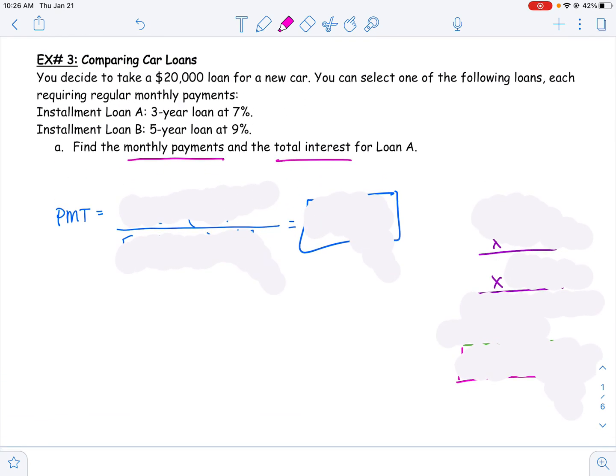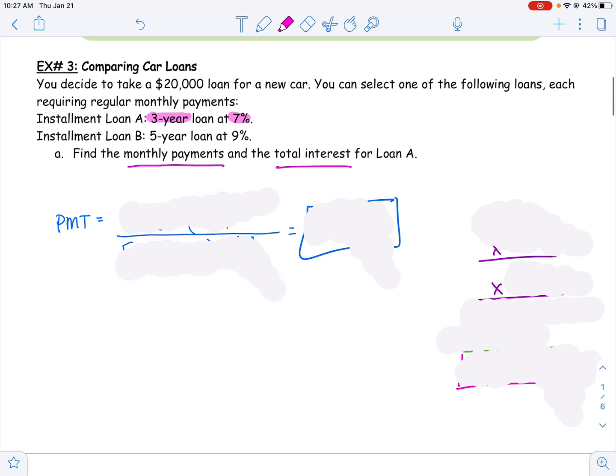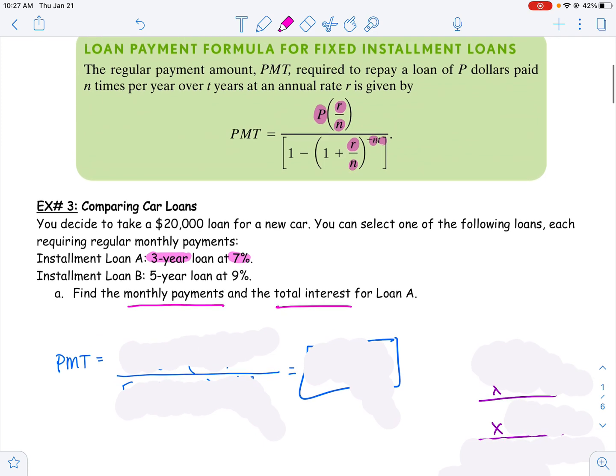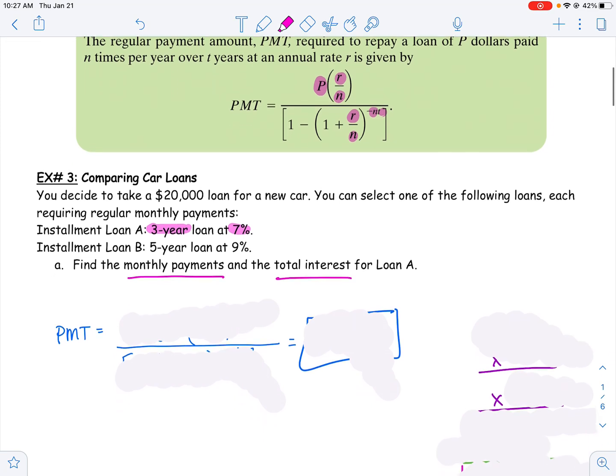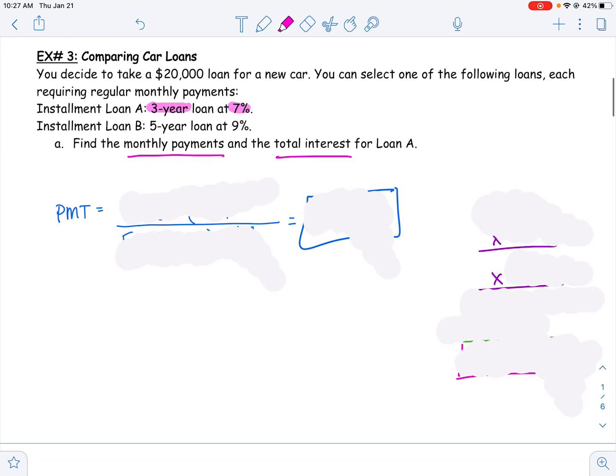So if I go back to loan A, remember this is a 3-year loan at 7%. The first thing they ask us to find is the monthly payment. So I'm going to go back up to the formula for payment. I'm going to plug in all of the information: the amount that I borrowed, the interest rate as a decimal, the number of times a year I'm going to make this payment, and for how many years I'm going to pay this loan. Why don't you pause the video, take that formula, and plug in all of those different values and make sure you've filled it out right.